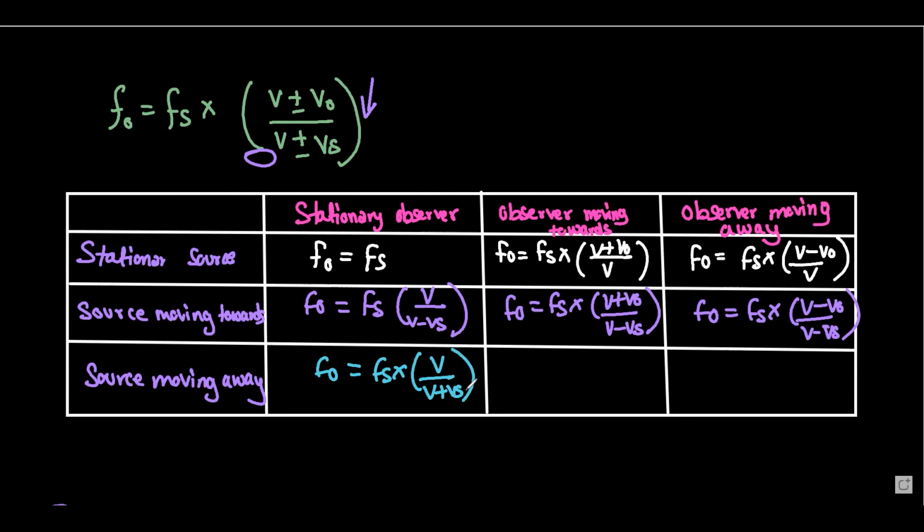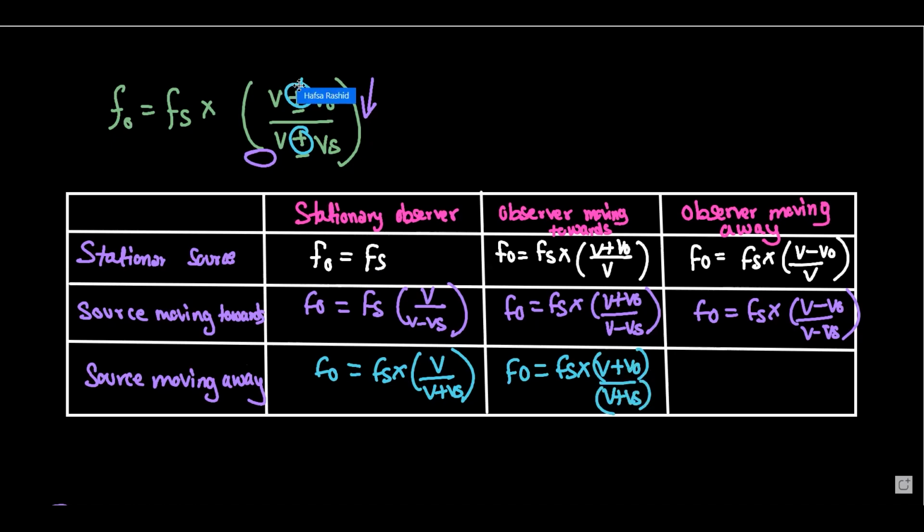If the observer is moving towards the source, the observer wants a higher frequency, so the plus sign is preferred. And if the source is moving away, the source wants to decrease the frequency. So increasing the denominator decreases frequency, so the plus sign is again favored. So it's going to be F naught equal to Fs into V plus V naught over V plus Vs.